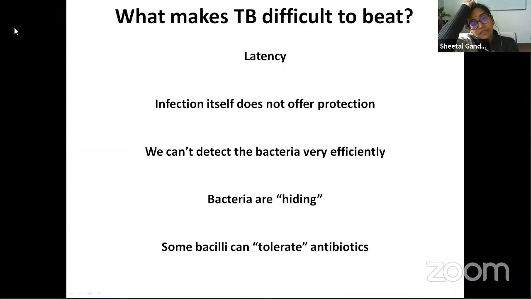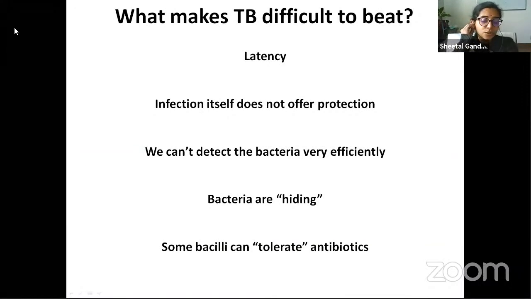So what really makes TB difficult to beat? As I said, one of the issues is latency. If more than 70% of the infected cases are latent infections, then we have a huge reservoir that we can't tackle with drugs at this point. And the infection itself doesn't offer protection. Typically, once you get infected with a pathogen, you develop an immune response to it, either in terms of antibodies or the cell-mediated immune response, which offers some protection such that when you encounter the pathogen again, you're protected. But in case of tuberculosis, infection itself does not confer protection. So you do need a vaccine.